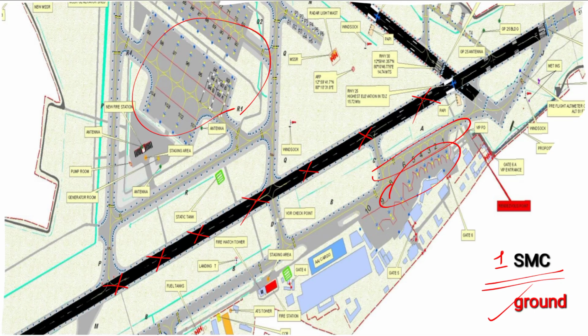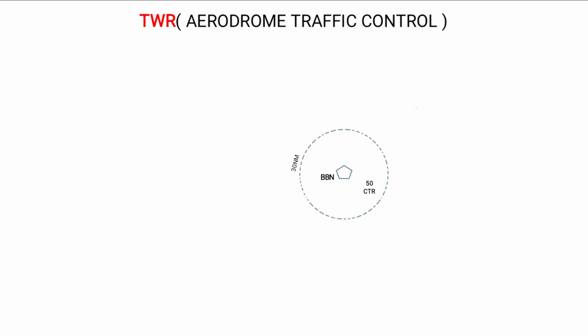The next controller is aerodrome traffic control. We call him tar. This "tar" is a suffix. So if you are in Mumbai, we call Mumbai tar. Delhi airspace, Delhi tar. His airspace is given an area with a dimension. Let us identify how to identify the dimension of the airspace given to aerodrome traffic control, or tar.